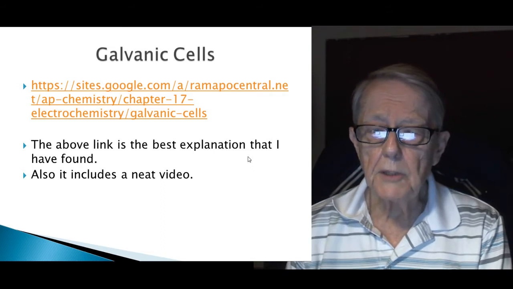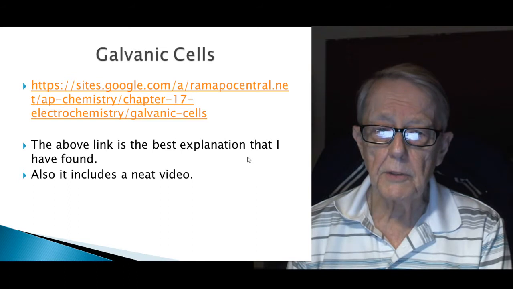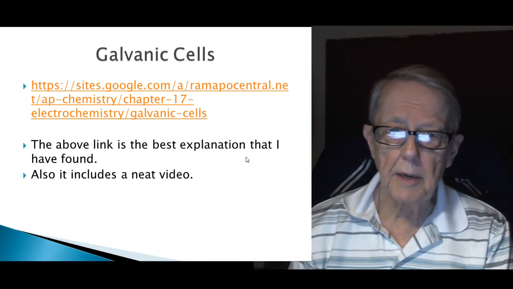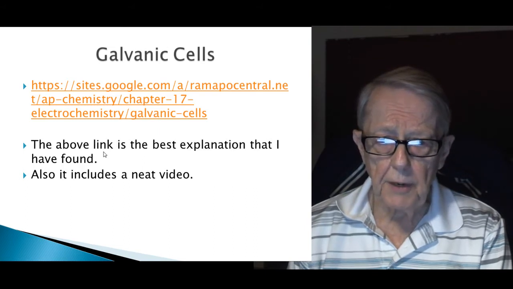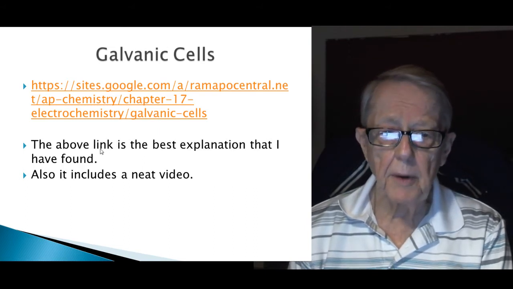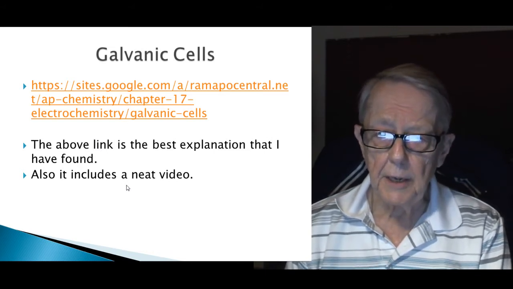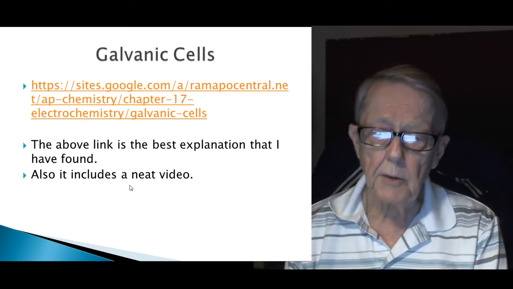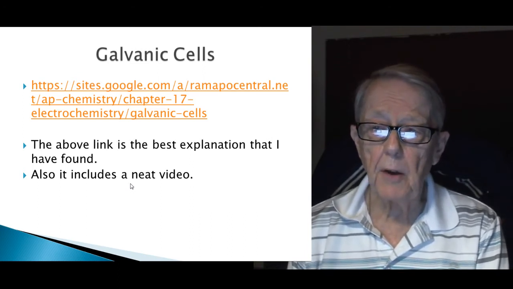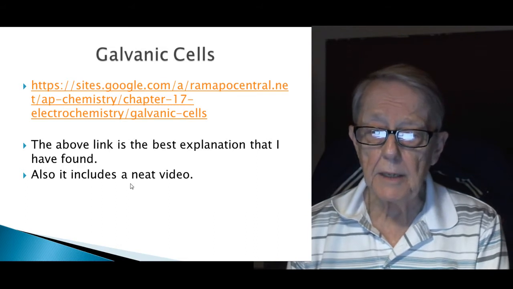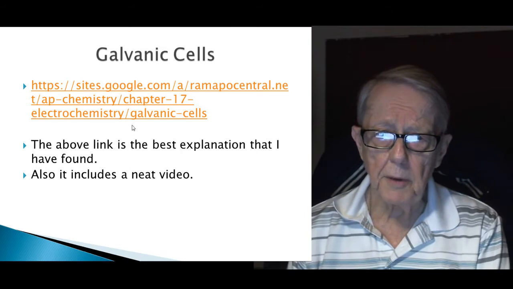This is generally called a galvanic cell, named after a gentleman many years ago named Galvani. I found a link to a paper and a video. It's kind of interesting. You get a neat explanation, and I recommend that you might want to get a different opinion of how things work, at least from a standard explanation. I recommend this link.